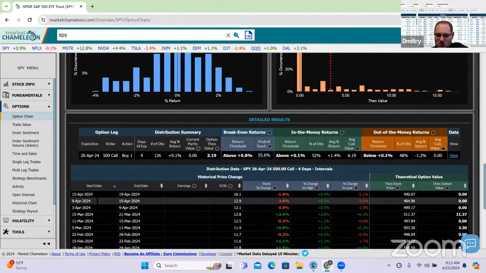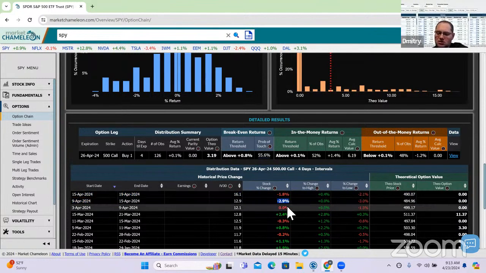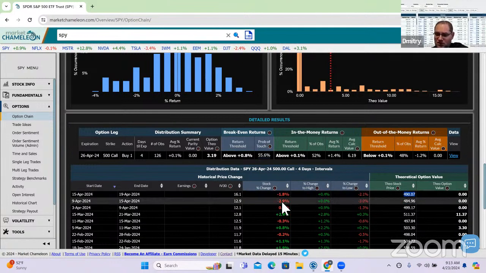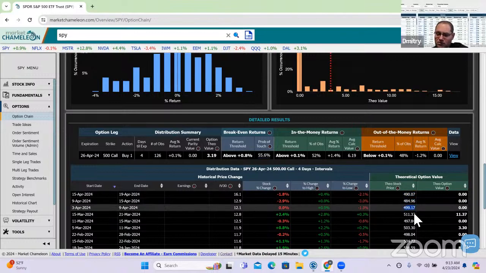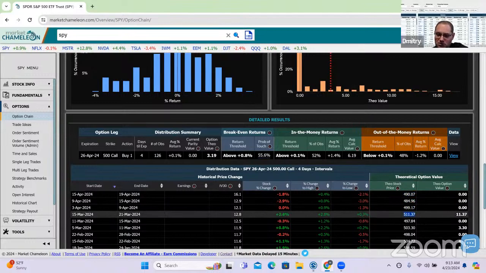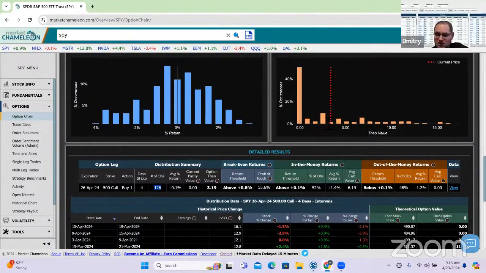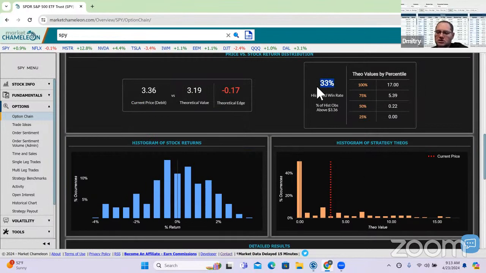The stock, these are historical, these are the stock changes, right? And this would be where, if it does it again, these are the prices of where SPY would close at, and this would be the theoretical value of that option. And in our observations, out of 126 in the last 4 years, that happened 33% of the time. Okay, 33% of the time, it exceeded that percentage.